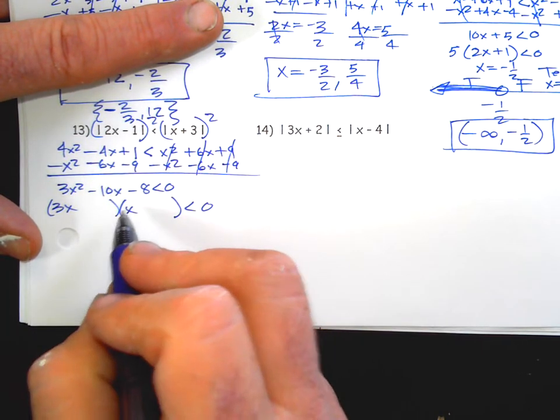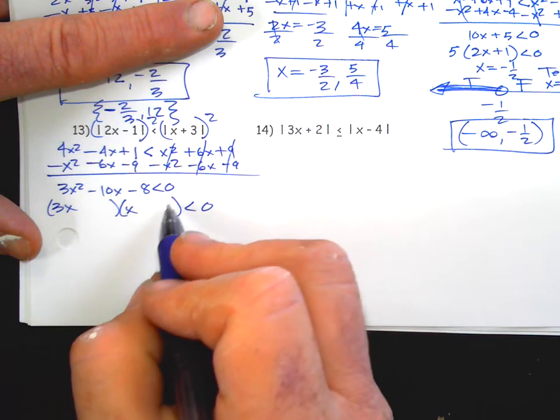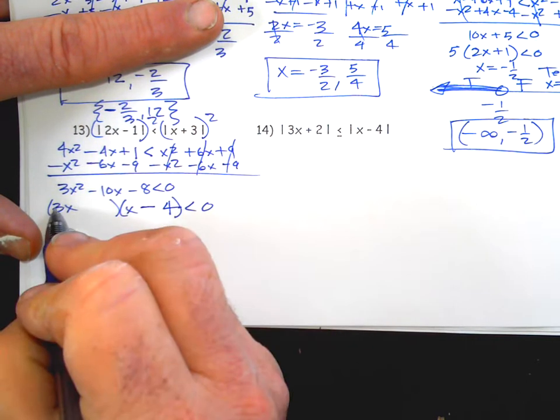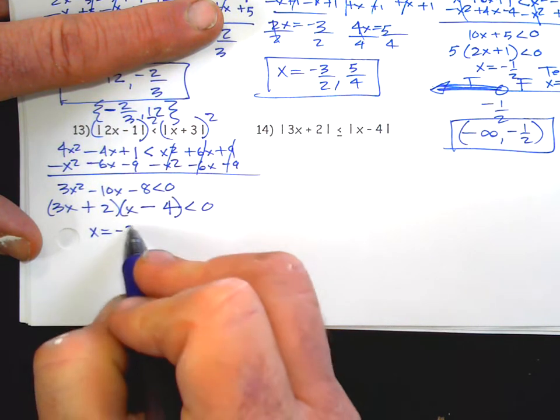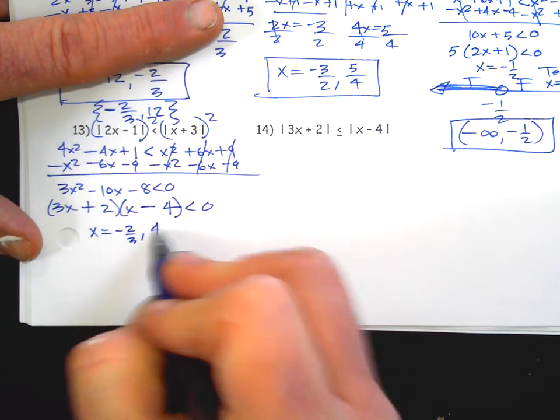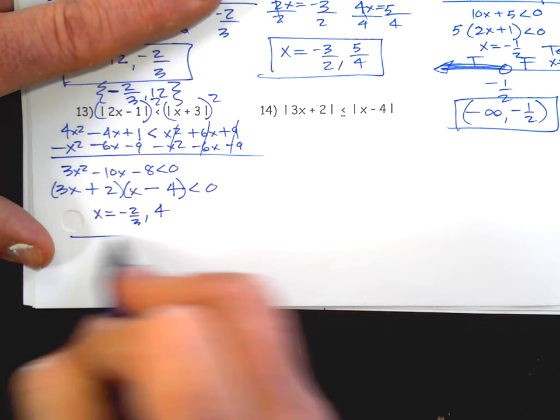So if we did like 4 here and 2 here, I think that would work. 4 here gives you negative 12, plus 2 here gives you negative 10. So x equals negative 2/3 and 4, those are your zeros. So now we've got to put in a number line.